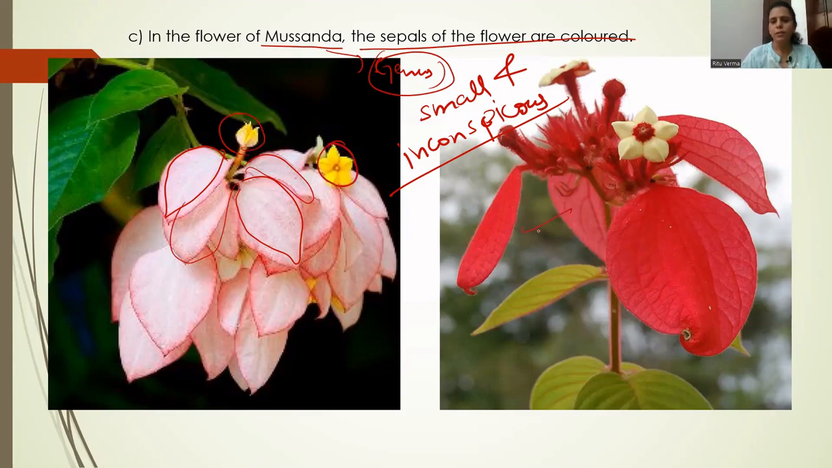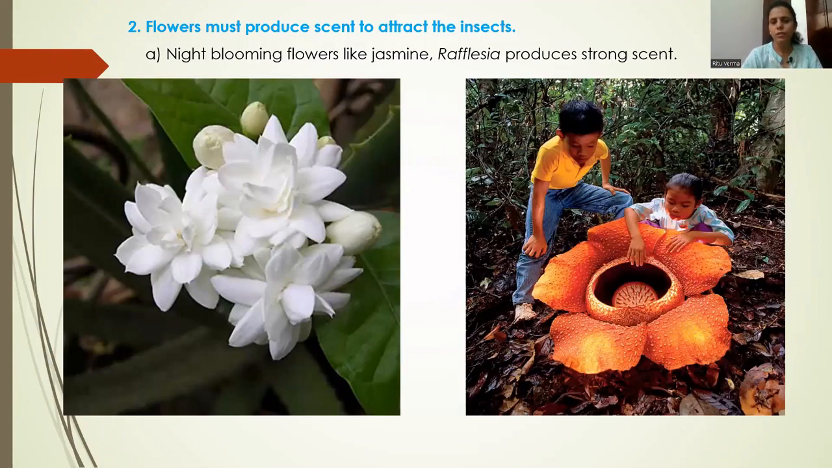And this is the second species of Musanda, where the sepals are bright magenta in color. Okay, and the flowers are pale yellow. So in Musanda, the sepals of the flower are the colored part. Second adaptation of these flowering plants in order to attract insects is that these flowers produce a scent.